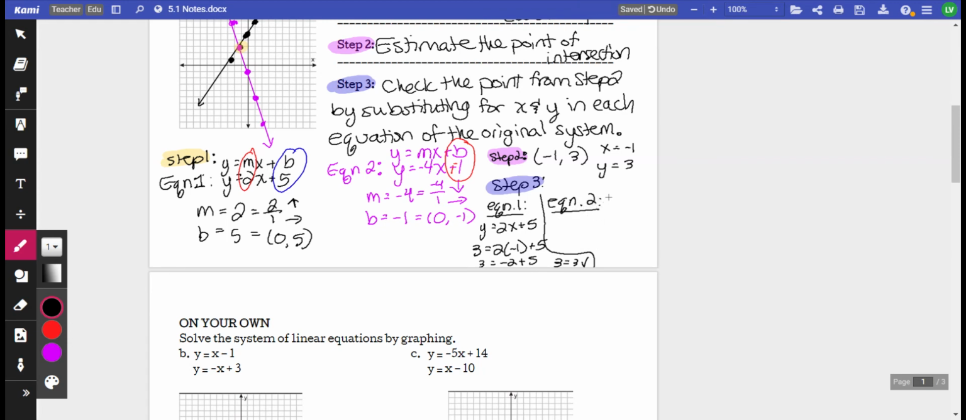Equation number 2 is y equals negative 4x minus 1. So 3 equals negative 4 times negative 1 minus 1. 3 equals 4 minus 1. 3 equals 3. Check, yes. So that means that the answer is negative 1, 3.